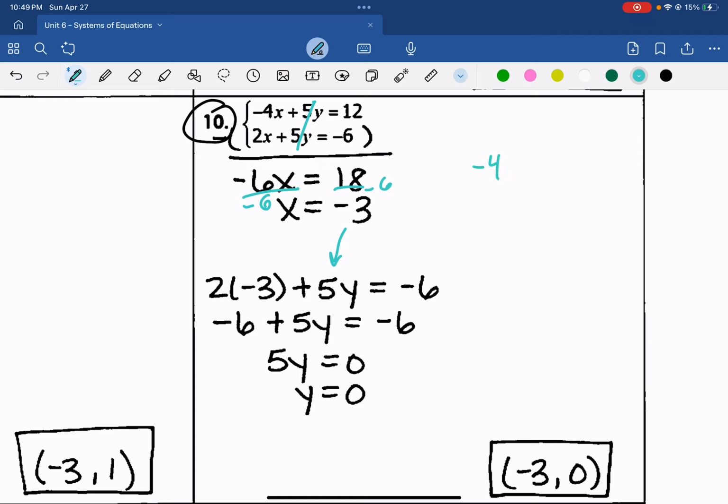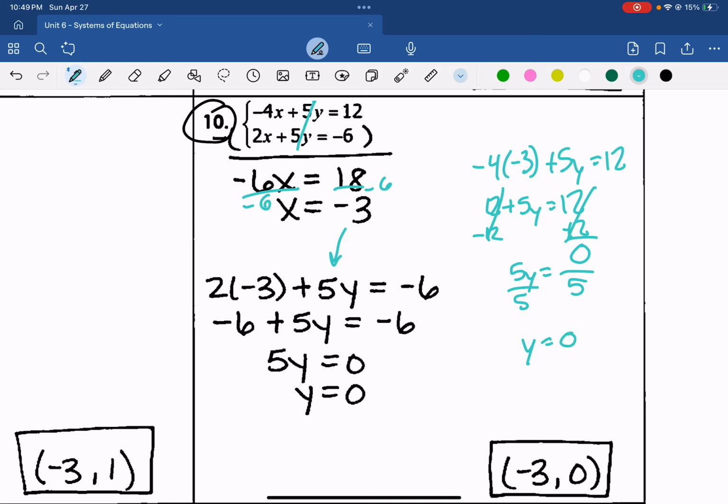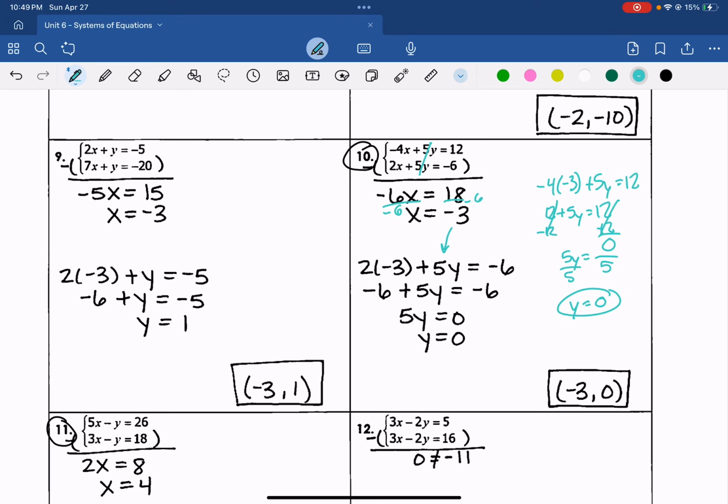If you had plugged it into the other equation instead of the one they show, I'll show you what that would look like. I get positive 12 plus 5y equals 12. Subtract 12 on both sides, which gets me 5y equals 0. Dividing by 5 doesn't really change anything, so I just get 0. Okay, so in both cases you're going to have 0 for your y, whichever one you plug it into.